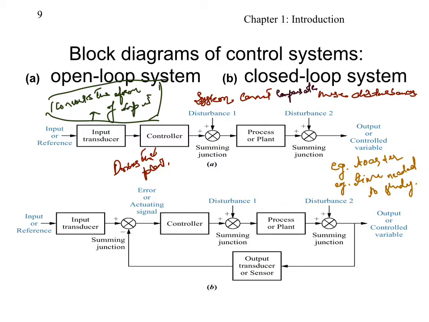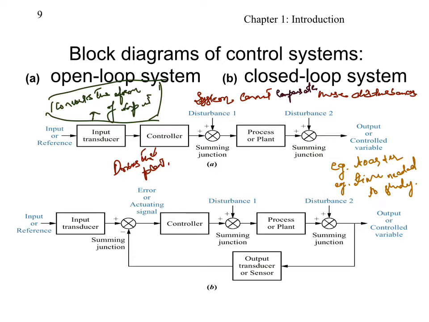Now a simple example: a plant can be a furnace or an air conditioning system, where the output variable is the temperature, and the controller is the heating system, which consists of the fuel valves and the electrical system that operates the valve. So it is a simple example of an open loop control system.